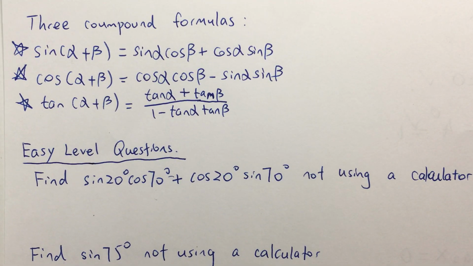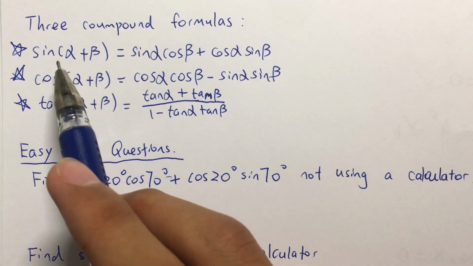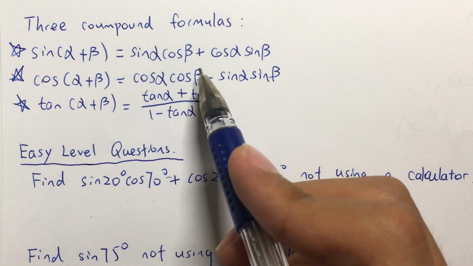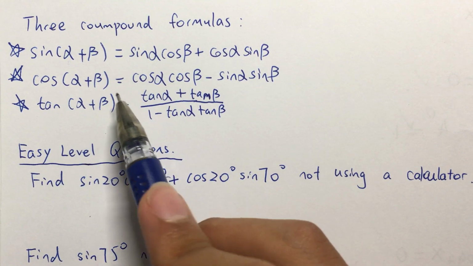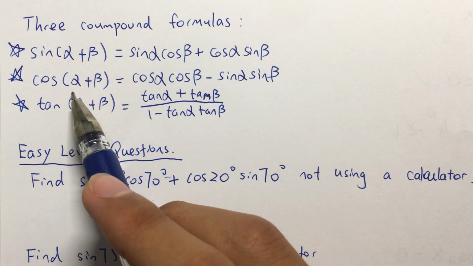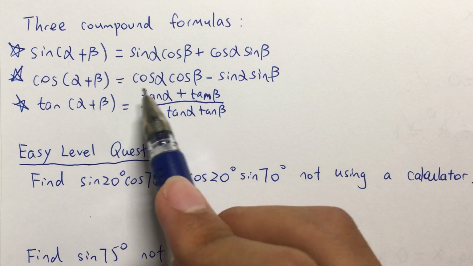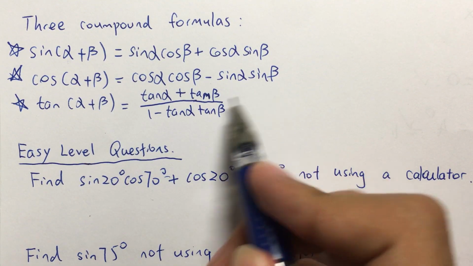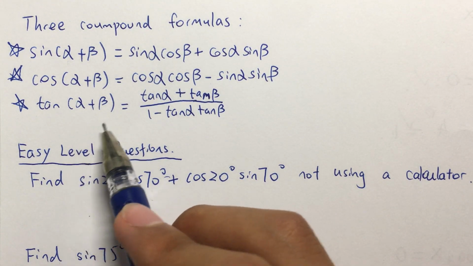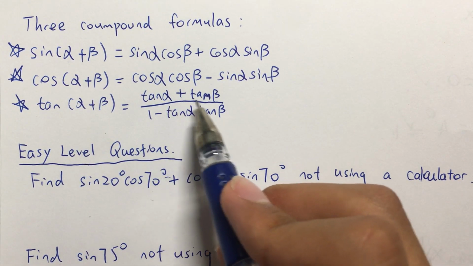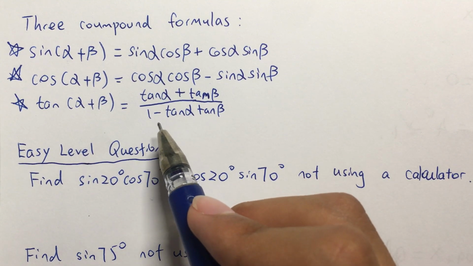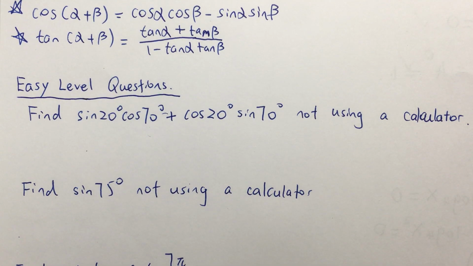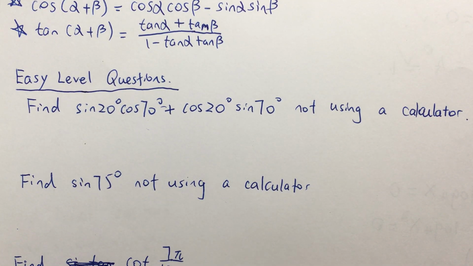So now these are the three formulas we covered yesterday, which are: sine alpha plus beta equals sine alpha cosine beta plus cosine alpha sine beta; and the cosine one, cosine alpha plus beta equals cosine alpha cosine beta minus sine alpha sine beta; and tangent alpha plus beta equals tangent alpha plus tangent beta over 1 minus tangent alpha tangent beta. Okay, let's start with the easy level questions.